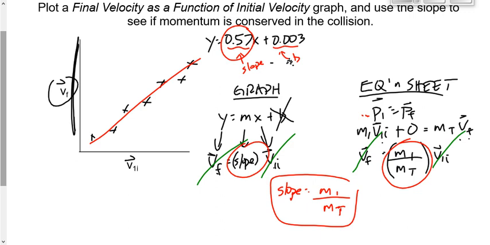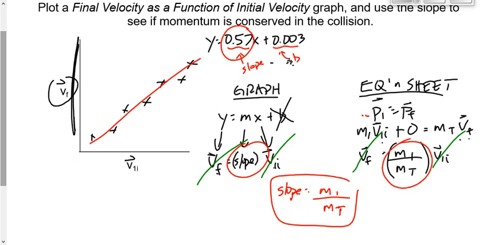So, here's the big grand finale of it all, or at least the finale of it all. If those two numbers are equal, if M1 over MT equals the slope that you got from here, then the assumption that I made must be correct. Is that logical to you? If I made an assumption, and this number and this number equal each other, then my assumption must have been right. Wasn't that what I was trying to show? That PI equals PF? So let's assume that it is, and then if the numbers work out to be equal, then my assumption was correct.